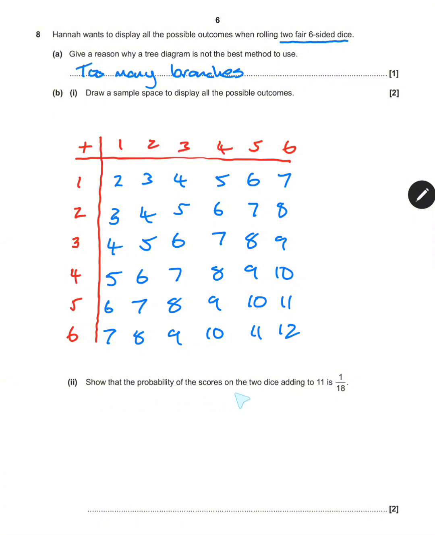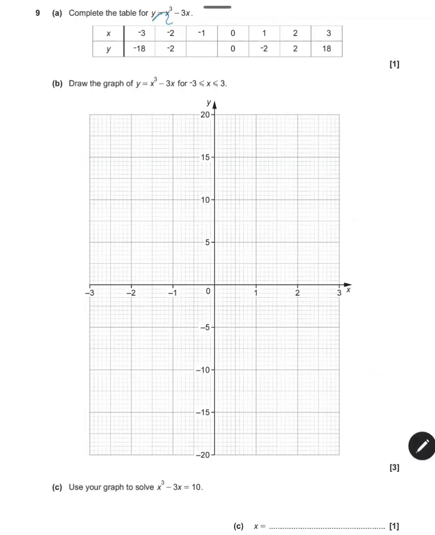Part 2, show the probability of the score on the 2 dice adding to 11 is 1 out of 18. So we're looking for all the 11s. Well, there's an 11. There's an 11. There are 2 11s out of altogether 36 outcomes. So the probability of an 11 is 2/36, and that simplifies to 1/18.